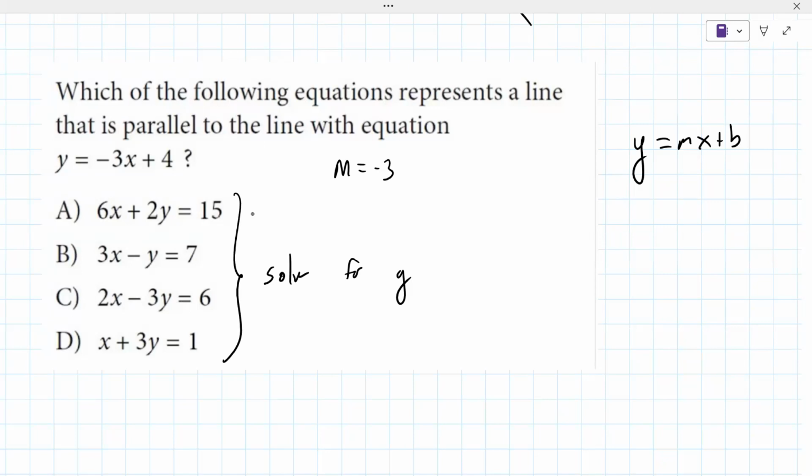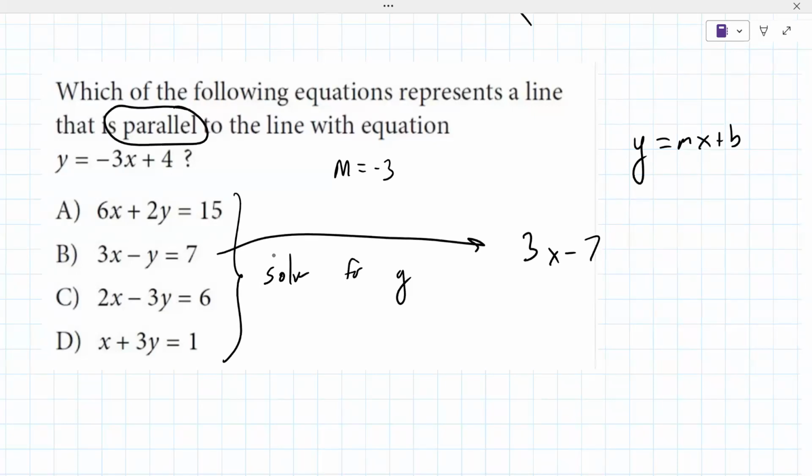And we wanted to have a slope of -3, yes, because it's parallel. We're looking for parallel this time. Parallel lines have the same slope. B. Okay, so when I solve b, let me go over here and do that.